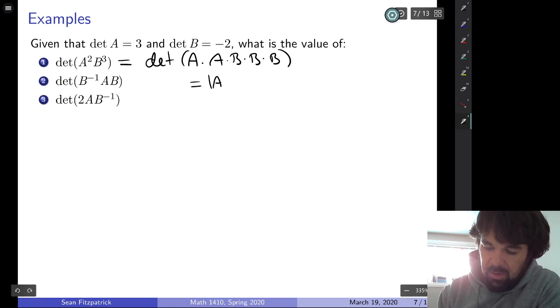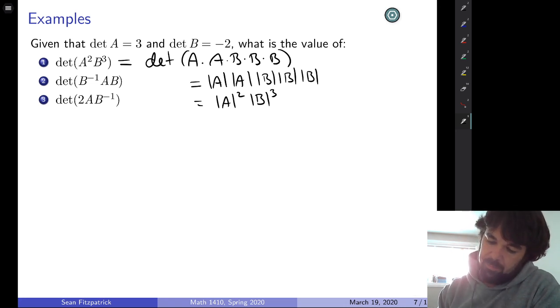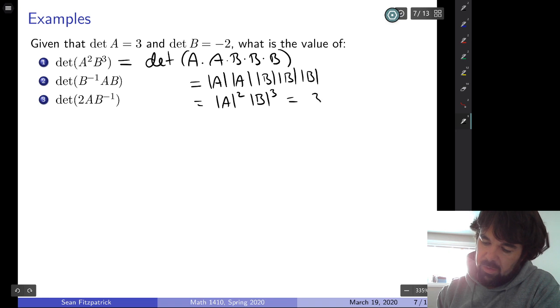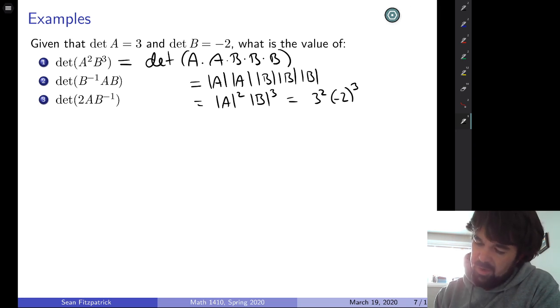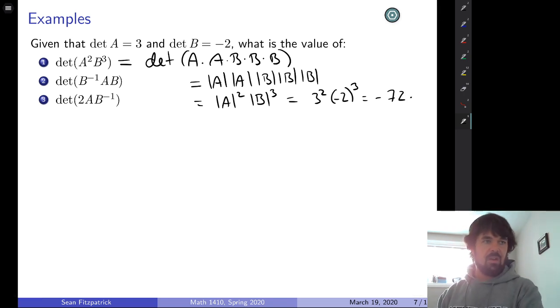So now you have determinant of A, determinant of A, determinant of B, determinant of B, determinant of B, or if you like, determinant of A squared, determinant of B cubed, right? We can just do that. Then we just plug in the numbers: 3 squared times -2 cubed. Leave your answer like that if you want. Otherwise, that's 9 times -8, so it's minus 72.